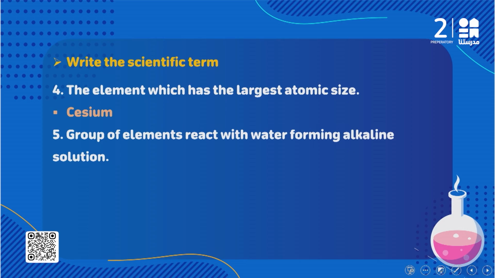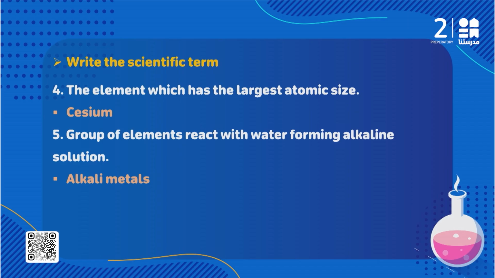Type number 5, group of elements that react with water forming alkaline solutions. They are called alkali metals. And do you remember we said alkali metals exist in the S block in the modern periodic table? Meaning they are in group 1A in the S block.